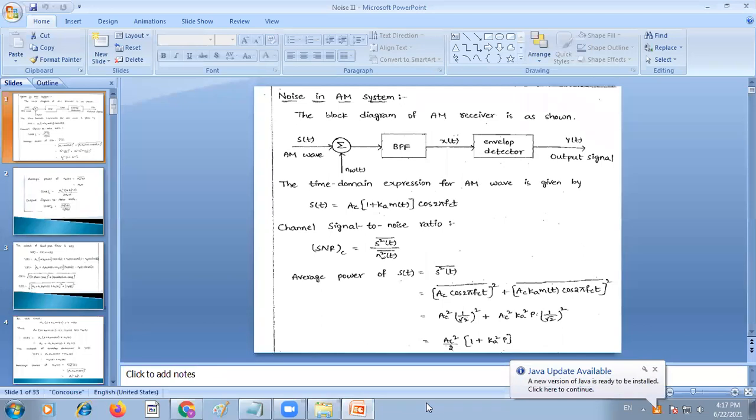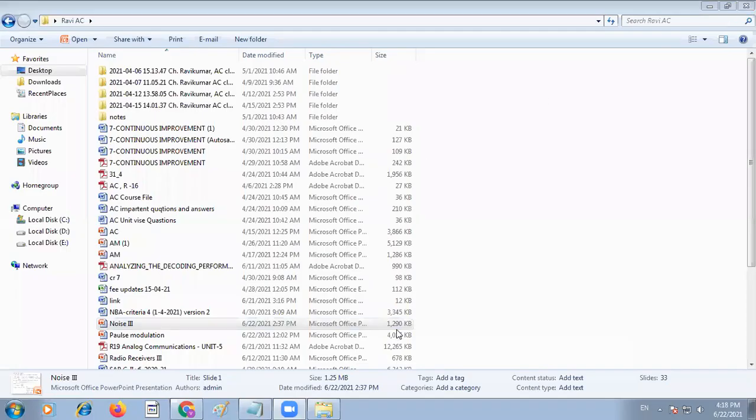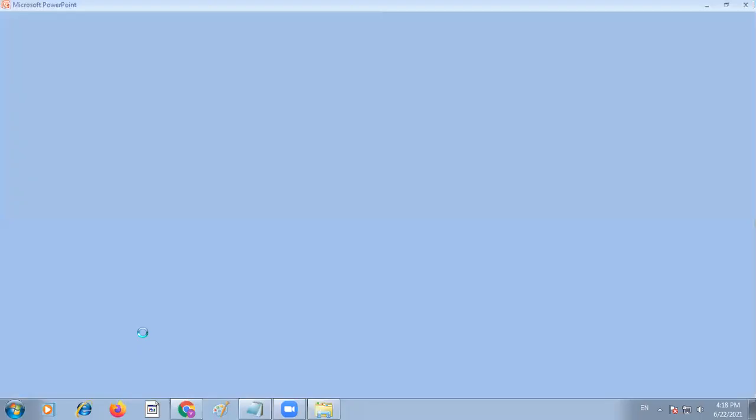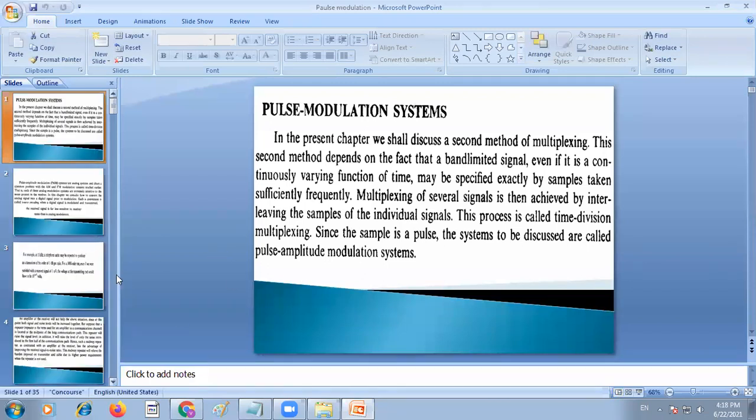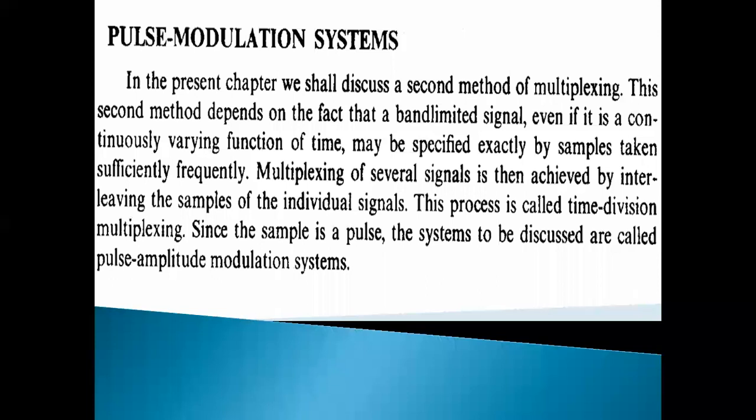Okay students, this is a concept of noise also. Now you enter into another concept, that is pulse modulation schemes. So it is the pulse modulation system. This is another modulation scheme.